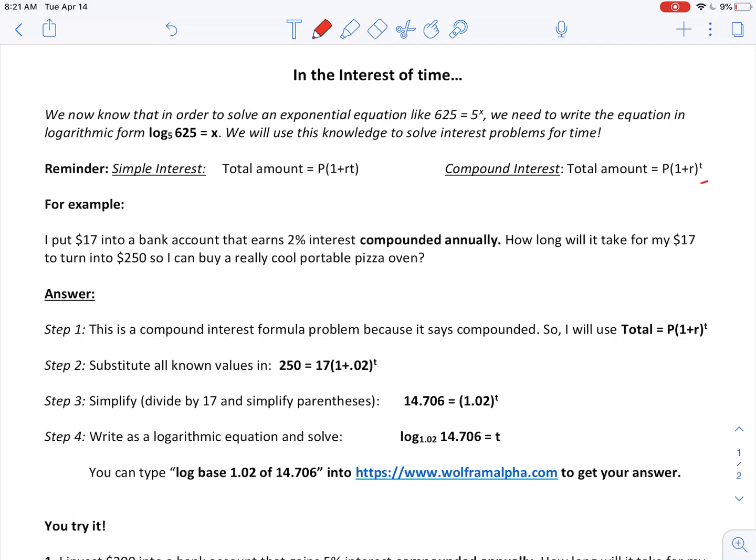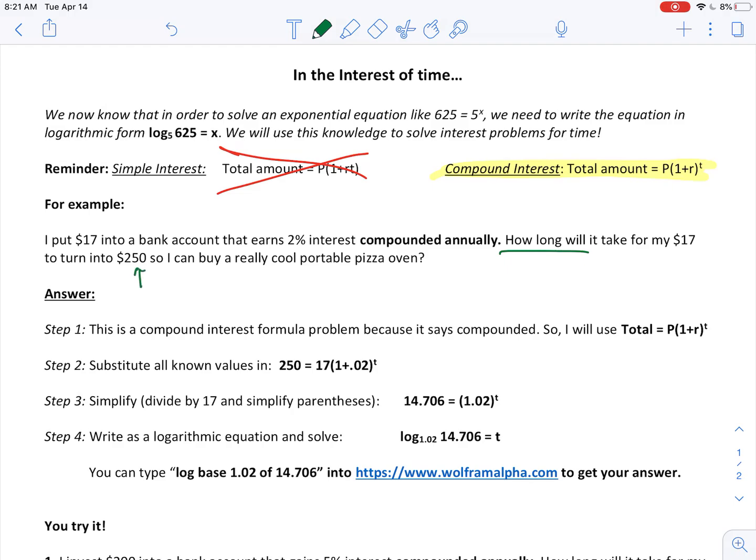So in the interest of time is our lesson today. We're going to be looking at solving for time in our compound interest formulas. Just as a reminder, this is our simple interest formula here, and this is the compound interest formula. We're not going to worry about this today. We're only going to be using compound interest. So P times 1 plus R to the T.